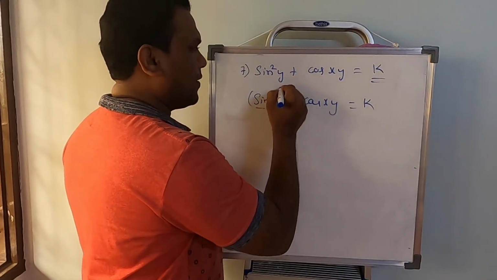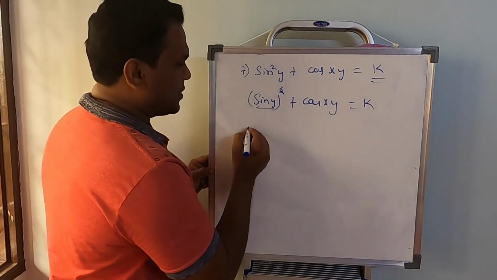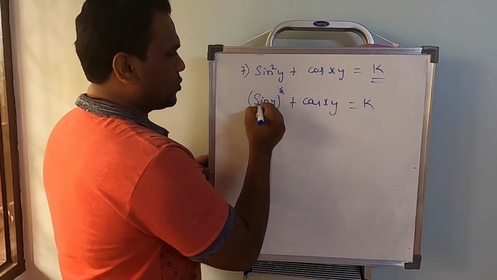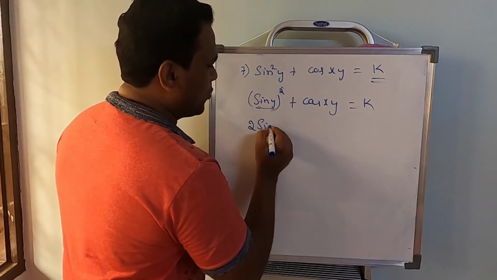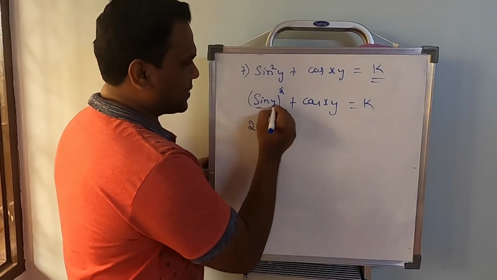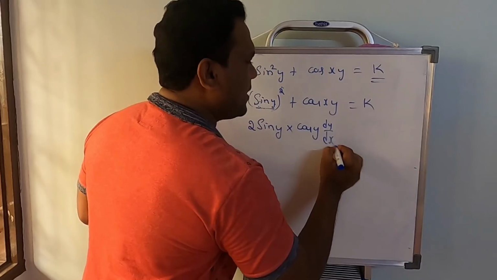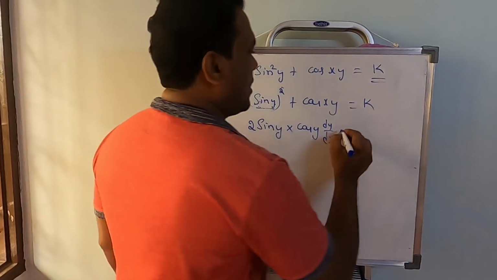Now we will differentiate, and chain rule will be applied. First it's in the form of x square and then sin y. So what is the differentiation of x square? It will be 2x. So the differentiation of this term will be 2 sin y multiplied by the differentiation of sin y. Differentiation of sin y will be cos y multiplied by dy by dx.